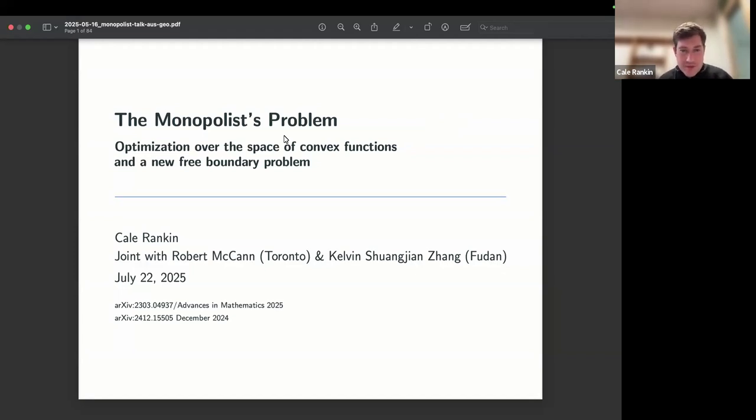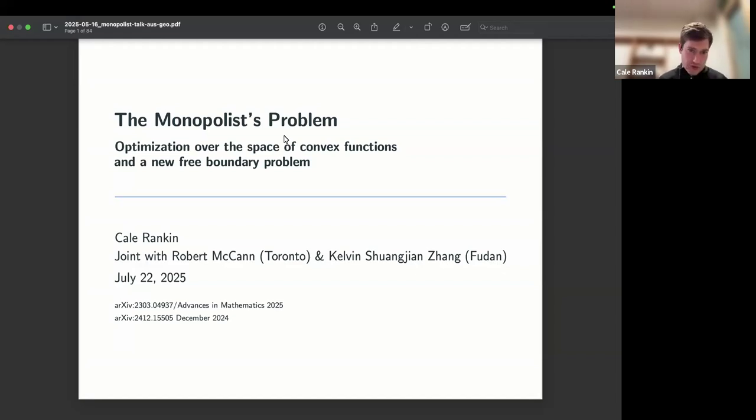So today I'm talking about the monopolist's problem. I know that's a problem not many people have heard of, so we're going to spend a fair bit of time introducing it. Before I do, let me mention this is joint work with Robert McCann at Toronto and Kelvin Zhang, who's now at Fudan in Shanghai, China. We're talking about the contents of two papers, both on the arXiv. One just recently appeared in Advances in Mathematics.